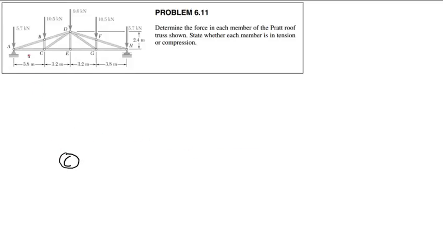So first, I remember that FAC was in tension. What was the magnitude of that load? This one here, FAC? 44.65 kilonewtons. FBC was compression, and it was 10.5 kilonewtons.